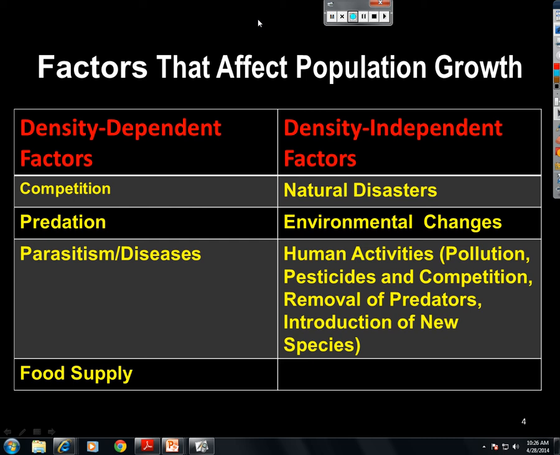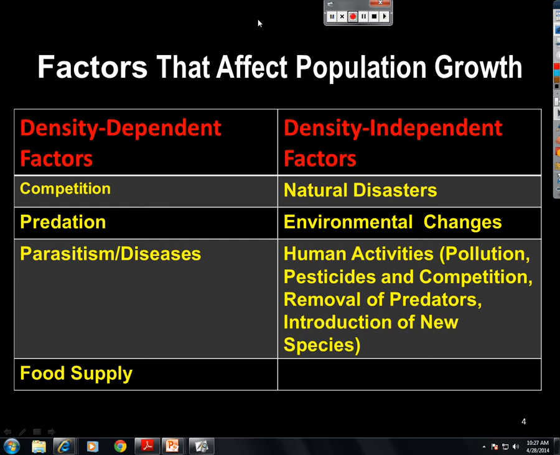Parasitism, disease, food supply, these are all density-dependent factors, because when disease goes up, obviously many times it can be attributed to overpopulations. Parasitism as well. Food supply would be affected by overpopulations or underpopulations as well. And then we have density-independent factors. The biggest ones there are natural disasters.